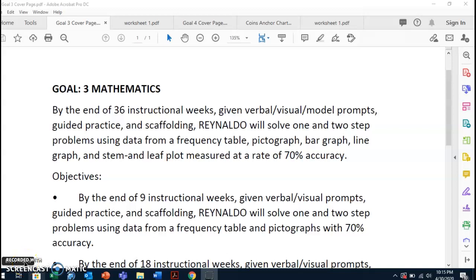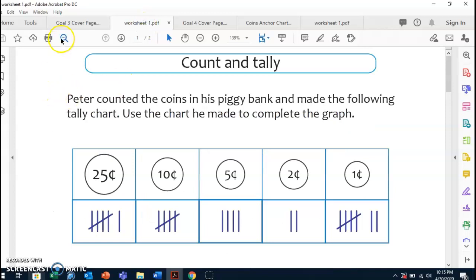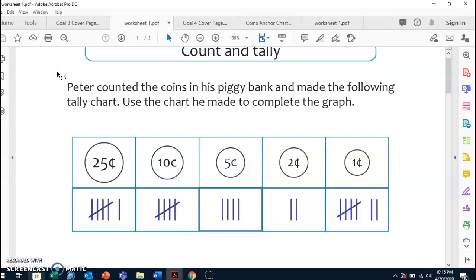Hello, good morning, Reynaldo. For your goal number 3, it says by the end of 9 instructional weeks, given verbal, visual prompts, guided practice, and scaffolding, Reynaldo will solve 1 and 2-step problems using data from a frequency table and pictographs. So let's move on to your worksheet. This is going to be goal number 3, first worksheet on your IEP packet.